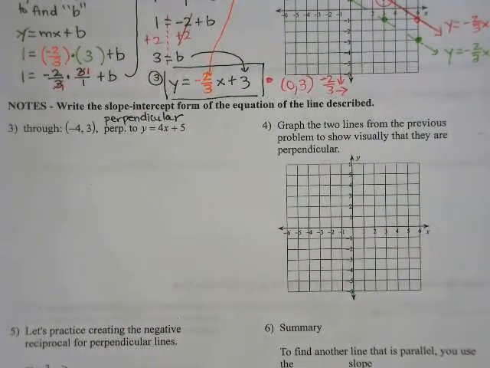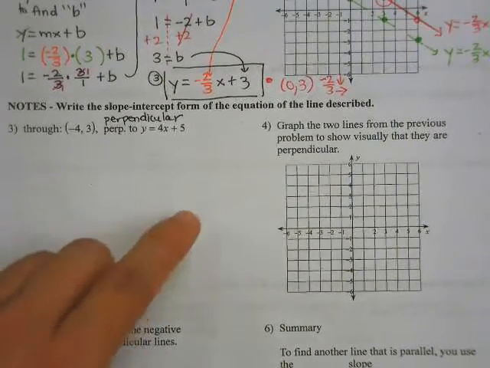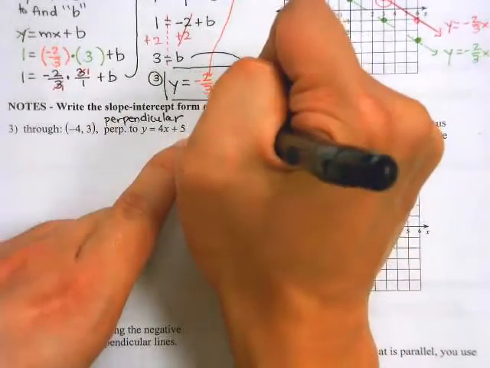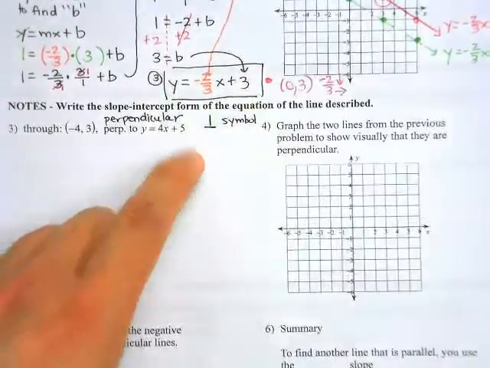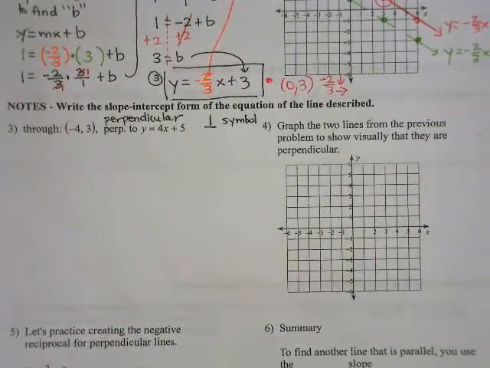To prevent us from writing perpendicular, how many letters is that? 1, 2, 3, 4, 5, 6, 7, 8, 9, 10, 11, 12, 13 letters. This is going to be our shorthand symbol for perpendicular. It's like an upside down capital T. Like that.